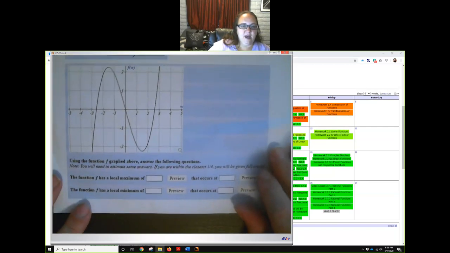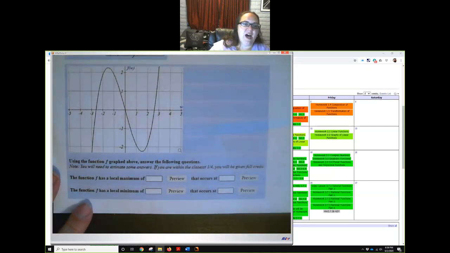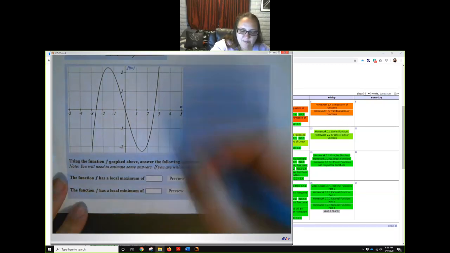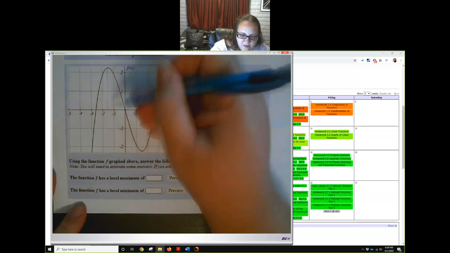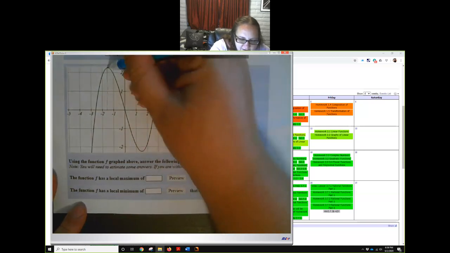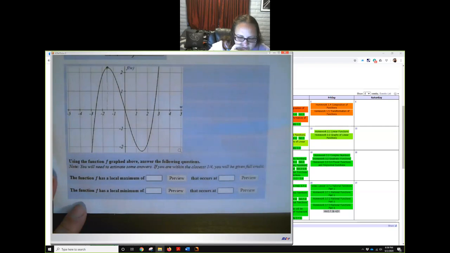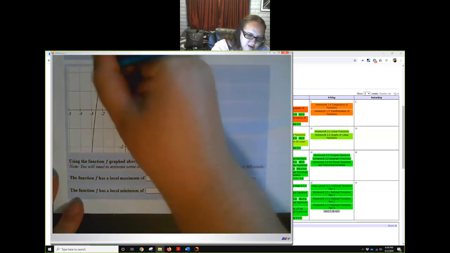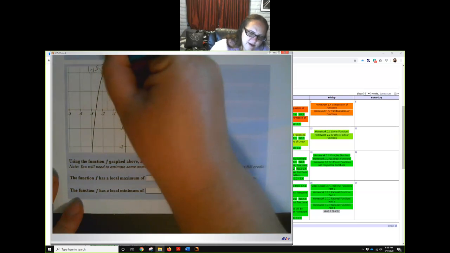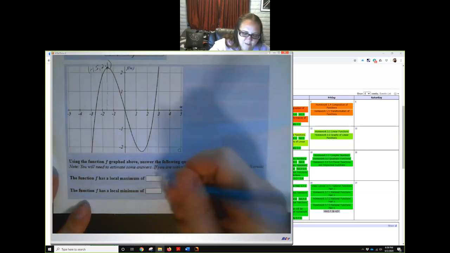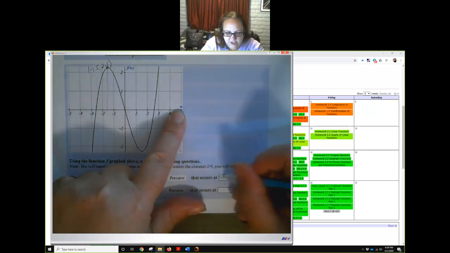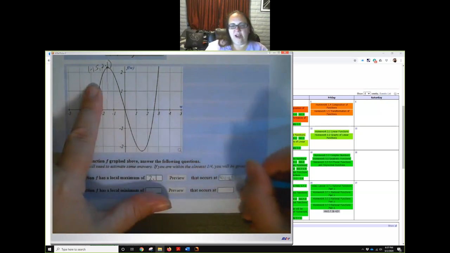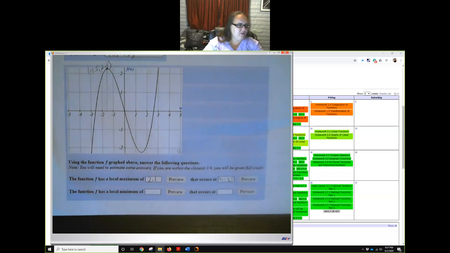Now for these, x has a local maximum of, they want to know the y value, that is the highest or the lowest. So a maximum would be the highest. And this looks like it reaches its highest point at about negative 1.5. That's not 2.5, because look at how wide those boxes are. How about 2.1? So then the function has a local maximum of 2.1 at, this wasn't x, it was w, so w equals negative 1.5. If you don't put in that w equals, it's not going to give you credit.